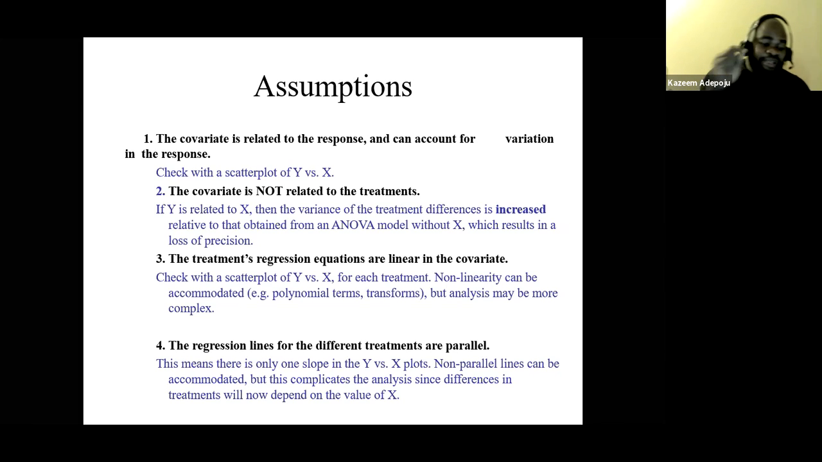Okay, now the last assumption is that since we're going to have so many regression lines depending on the number of levels in the categorical variable, the regression lines for different treatments should be parallel. What do we mean by parallel? These lines should not meet. We have a way to investigate that. And how can we investigate that?